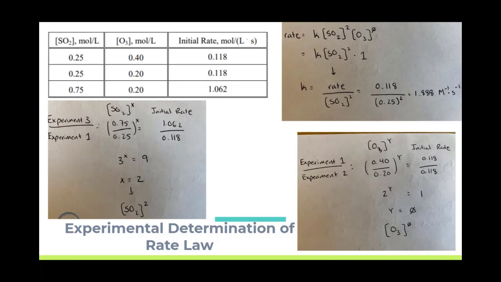For solving for the value of K, you just want to do some algebra and rearrange the equation. So K is equal to the rate divided by the concentration of SO2 to the second power. Then you can choose any one of the experiments in the table. I chose the first experiment and plugged in the rate value, then plugged in the SO2 value, and then I just did the math and got my values.